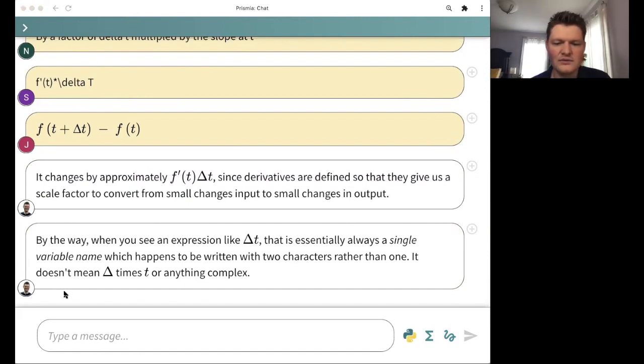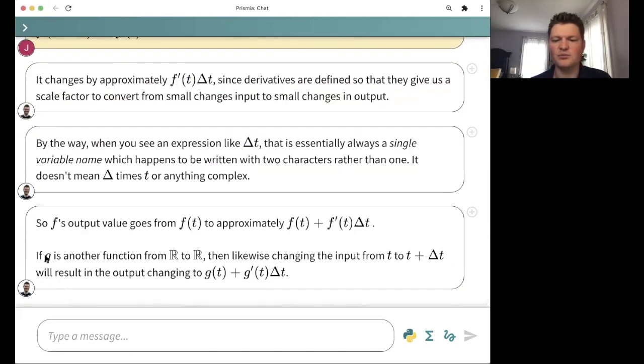Okay, so the product rule asks what happens if you have a product of two functions f and g, and you change the input by a little bit from t to t plus delta t. So we know how f changes. It goes approximately to wherever it was before plus the amount that it changed by. And same thing for g. It was g of t before, and then it changed by approximately g prime of t times delta t. So this is going to be our new value.